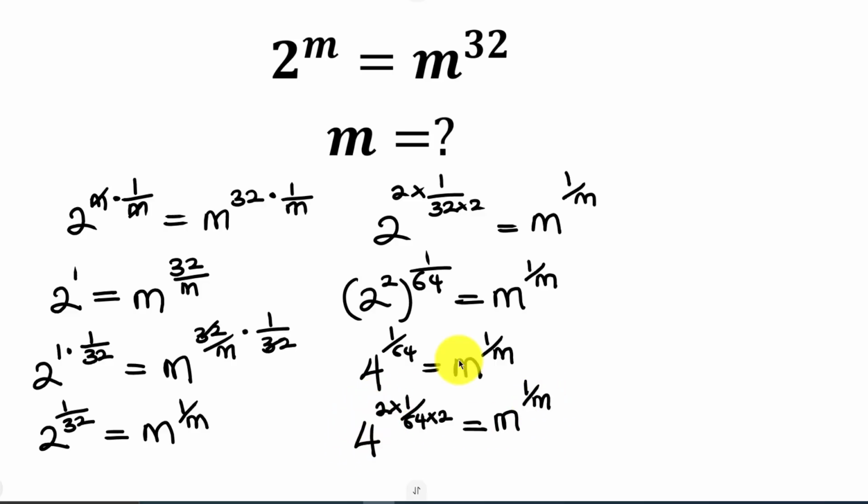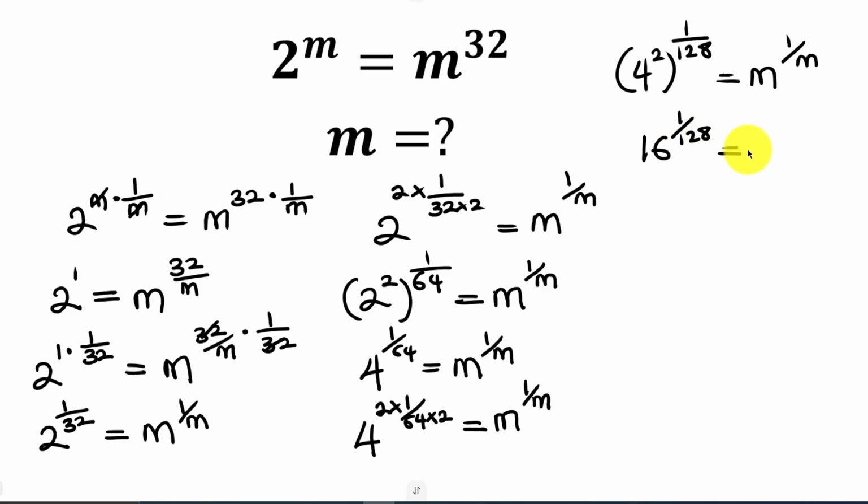Now this expression can be written as 4 squared all raised to the power of 1 all over 64 times 2 is 128. And this is equal to the right hand side, which is m to the power of 1 all over m. Now 4 squared is 16 raised to the power of 1 all over 128. And this is equal to m to the power of 1 all over m. Very good. Now we're going to be repeating the same process again.